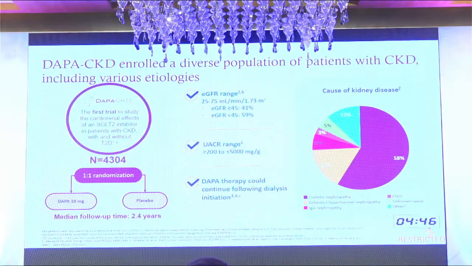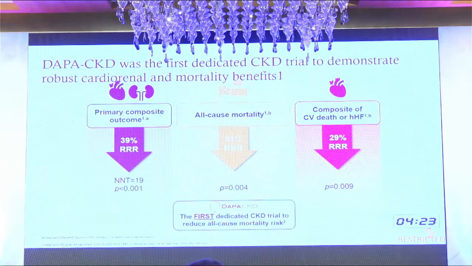The DAPA-CKD trial was a very important landmark trial which included various kinds of patients, diabetics and non-diabetics, with a GFR range between 25 to 75 and a proteinuria range between 200 to 5,000. And one arm was getting dapagliflozin and the other was on placebo, with 2.4 years of follow-up, a large number of patients, 4,304. What was found in this trial was that it was the first CKD trial which demonstrated clearly the cardiorenal benefits and the mortality benefit.